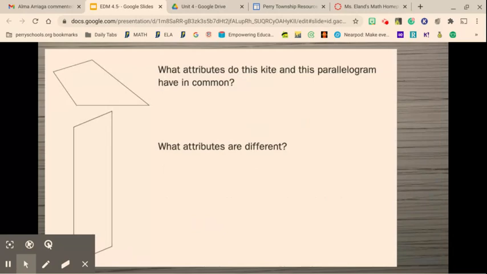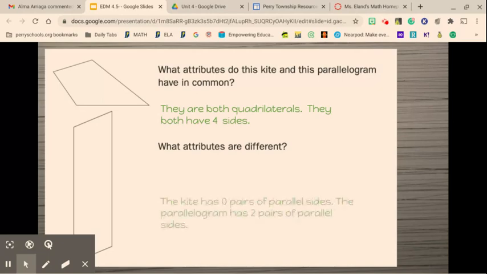Finally, what attributes do this kite and parallelogram have in common? You guessed it. They are both quadrilaterals. They both have 4 sides. But what makes them different? The kite has 0 pairs of parallel sides, and the parallelogram has 2 pairs of parallel sides. So there are no parallel sides here, but we know 1 pair is here, 1 pair is here.